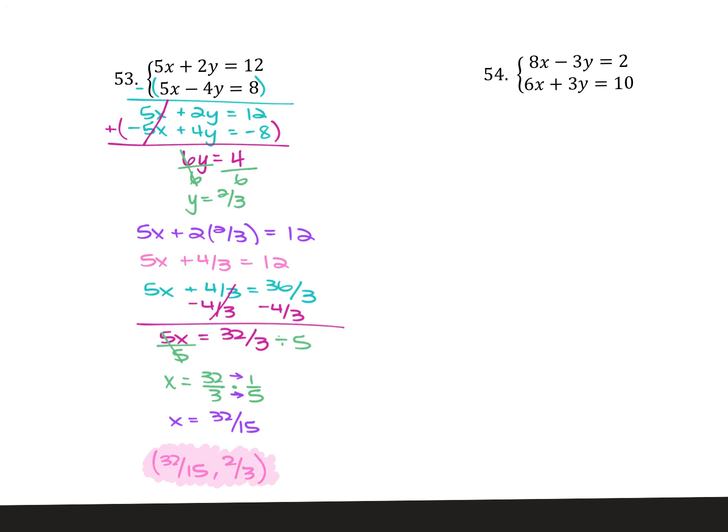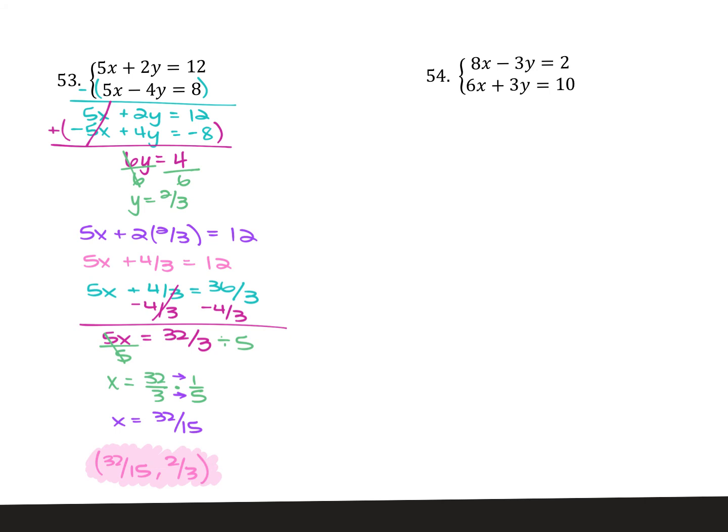For 54, we have 8x minus 3y is equal to 2, and 6x plus 3y is equal to 10. We're just going to add these since your y's are opposites. They're going to cancel. Your 6x plus 8x is 14x is equal to 2 plus 10 is 12. We divide each side by the 14, and we get that x is 6 over 7. Use your top or your bottom equation to solve. I'm going to use the bottom one.